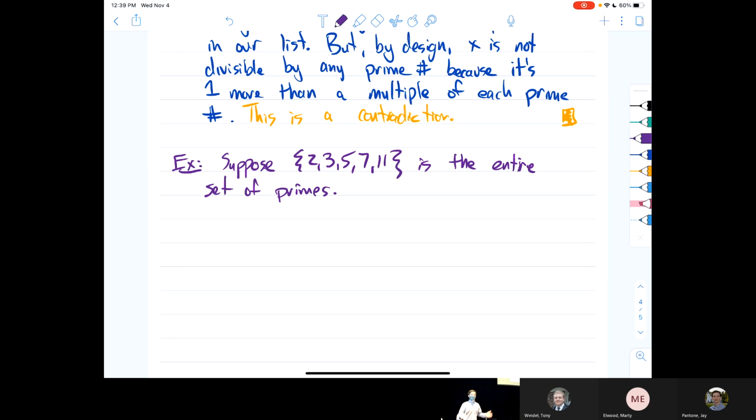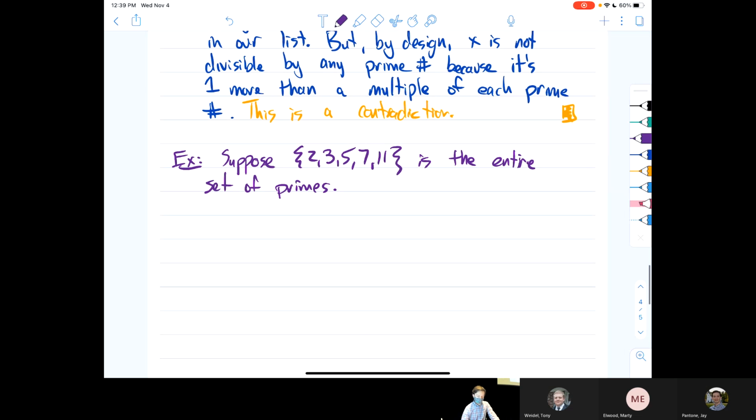Obviously, we know that's not true. We know about 13, but this is the kind of assumption toward a contradiction that you're making in the proof. The number that you would form as you are working through the logic would be x equals 2 times 3 times 5 times 7 times 11 plus 1, which is 2,311.